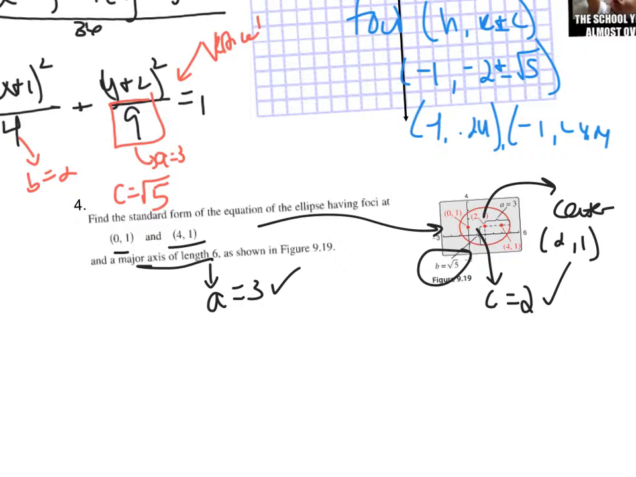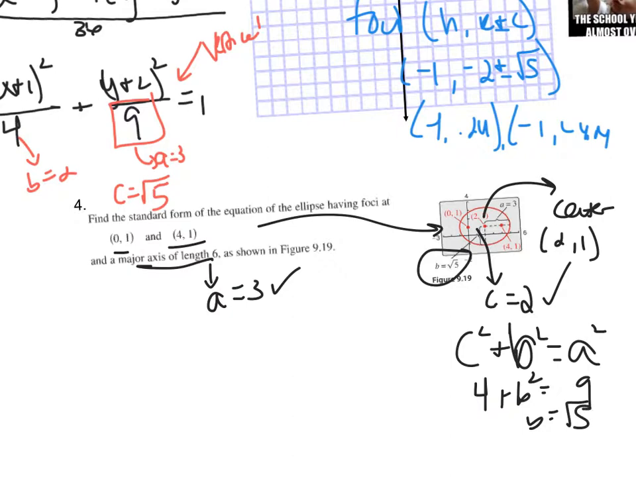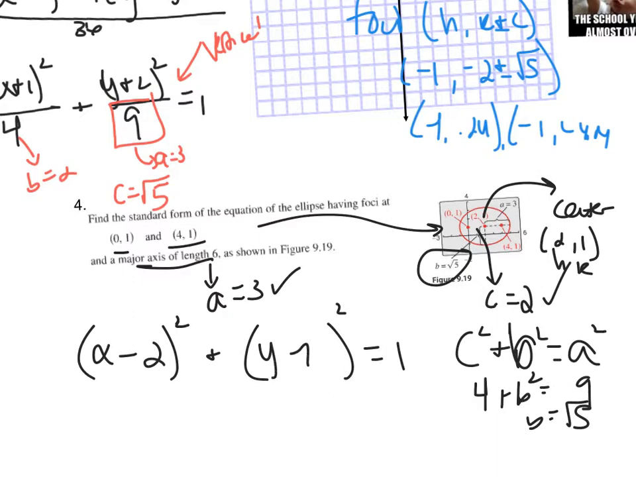So from that you get to figure out what b is, because remember, c squared plus b squared equals a squared in this case. So if I have a squared, it's 9, c squared is 4, so b equals radical 5, like they said. So from there, it says find the standard form. You already have your center. You already have your a and b now. You know it has to be 1. And you know it's going to be x minus 2 because our h is 2. And it's going to be y minus 1 because our k is 1.